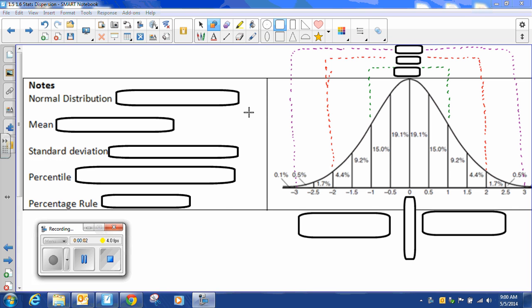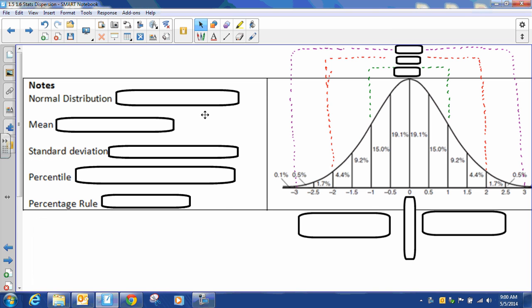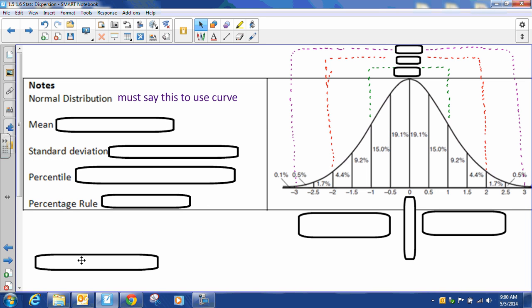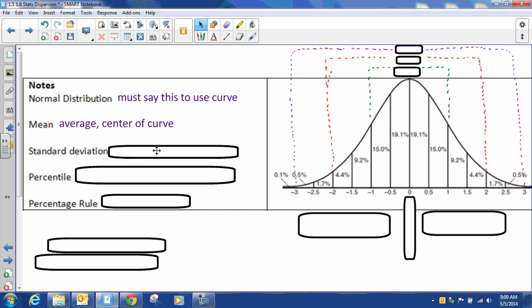The normal curve and standard deviation. So here is the bell curve that is available to you on the reference sheet, and they call this a bell-shaped curve or a normal curve or normal distribution. Normal distribution must be stated in the problem for it to be used. When they say normally distributed, they mean the very top of the bell curve right here is the mean, the center of the curve.